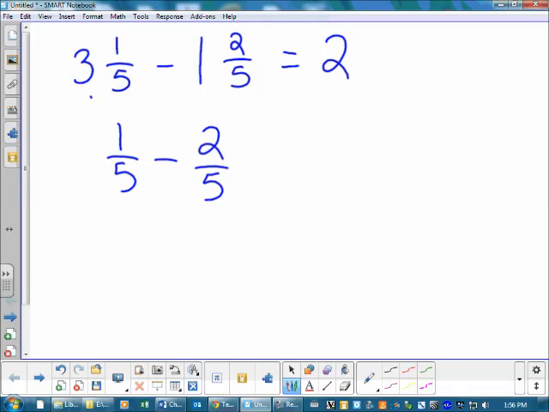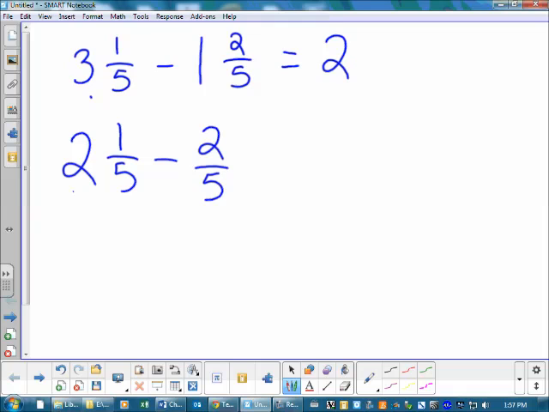Now look at that. Is that possible? If you only have 1/5, can you take away 2/5? No, you can't. But that's not all we have, because this is actually 2 1/5, take away 2/5. And what I find is that it's way easier when you're dealing with pictures, or a visual representation. I'm going to show you a couple different ways.